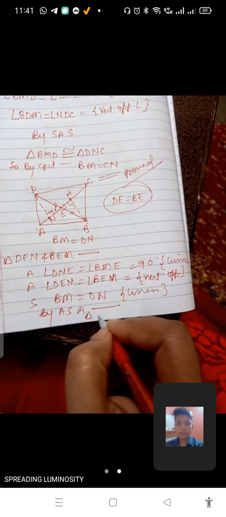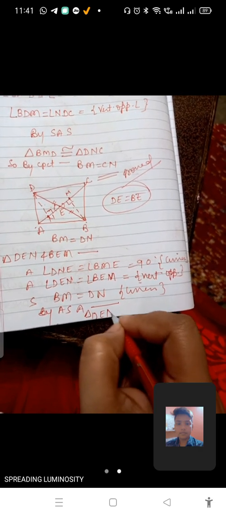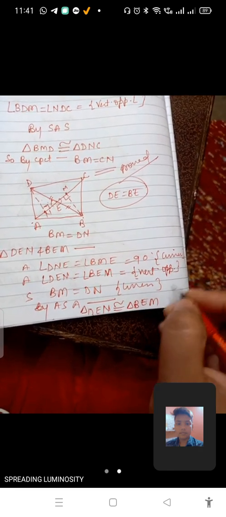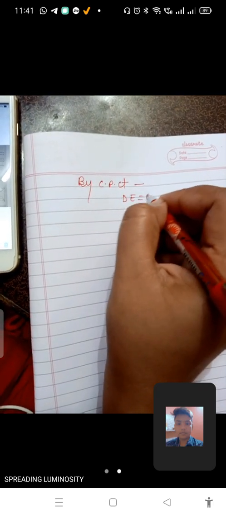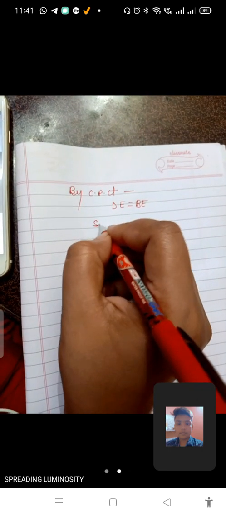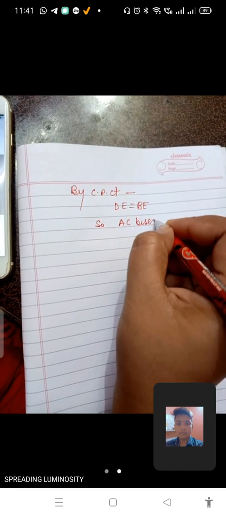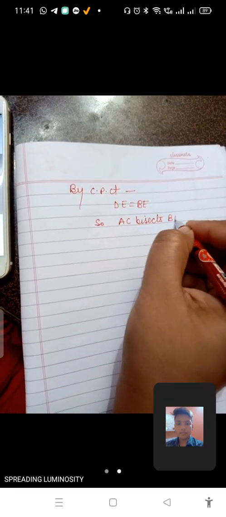Reason: given. So by ASA, triangle DEN is congruent to triangle BEM. So by CPCT, DE is equal to BE. So AC bisects BD.